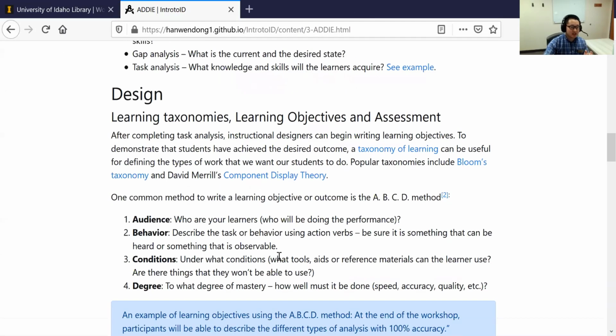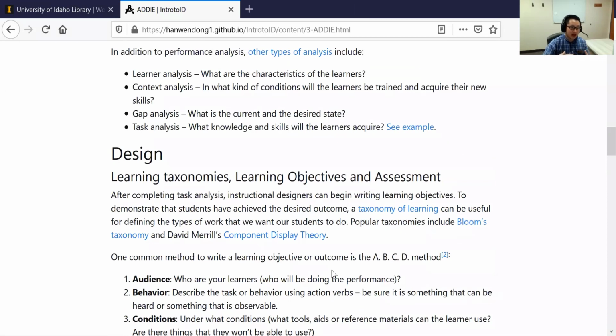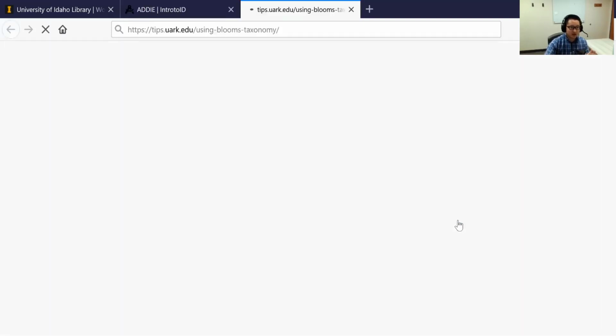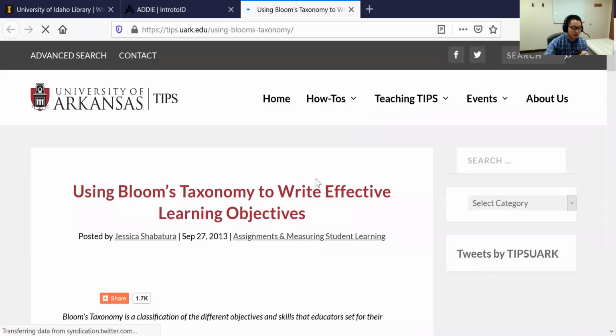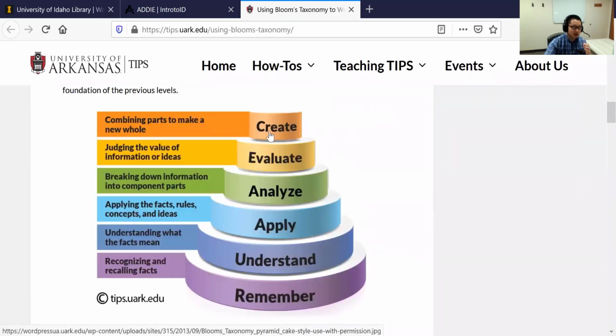So after the analysis phase, now it's time to design our learning objectives and how we are going to be assessing the objectives. How do we assess the students? The taxonomy that a lot of instructional designers use is Bloom's taxonomy. Bloom categorized learning into six different categories. We have some lower levels of learning, which are remembering and understanding things, and then we have higher levels like creating and evaluating. The idea is that the higher level is building upon the lower level.